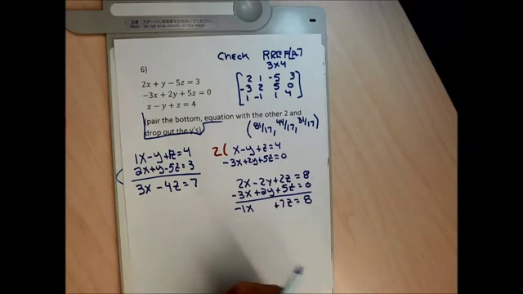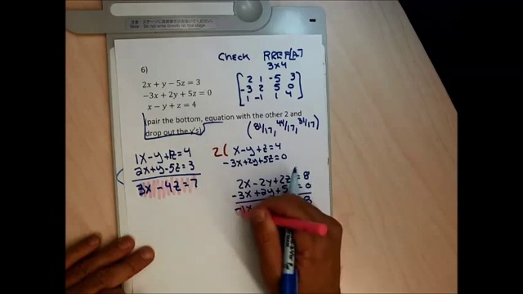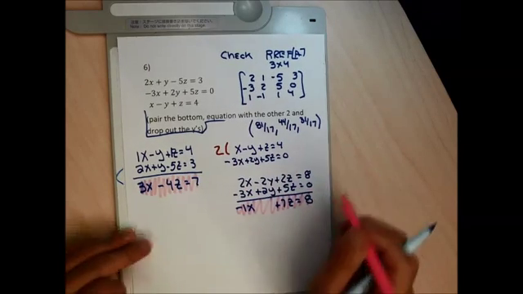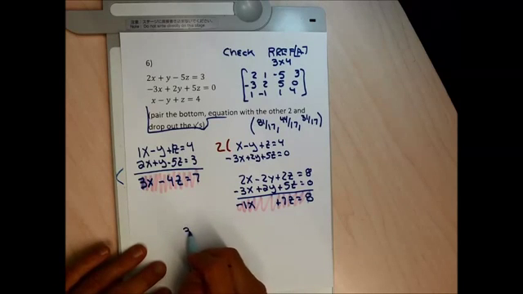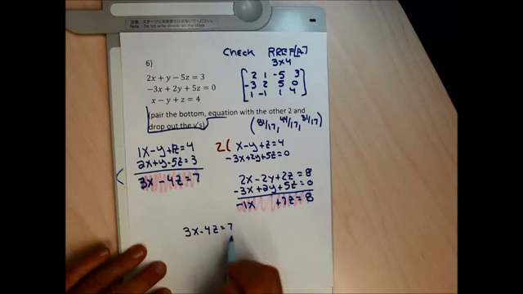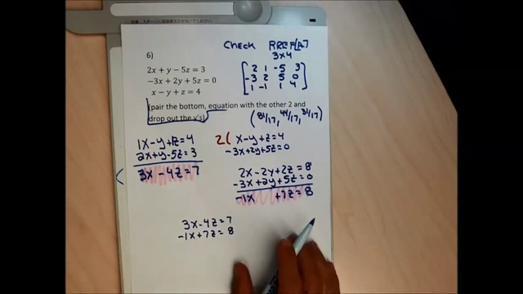Now I'm going to take the two different equations I got, and stack them on top of each other and solve those. So I'm going to put 3x minus 4z equals 7 on top of negative 1x plus 7z equals 8. This is my third go at the elimination method.